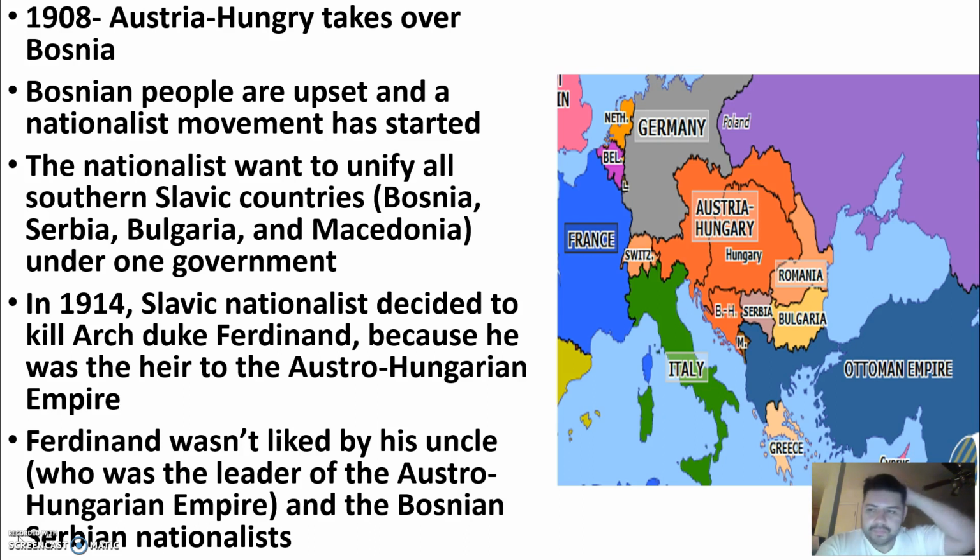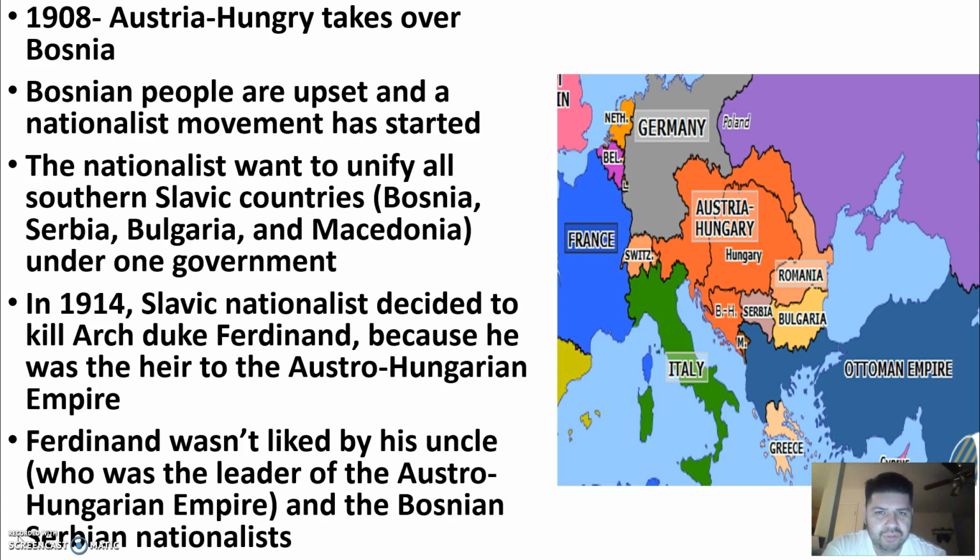In 1908, Austria-Hungary takes over Bosnia, and I mean they just straight took over. They didn't ask for permission, no allegiance or anything like that. They just straight took it. They said that's ours, and that ticked off a lot of Bosnians.